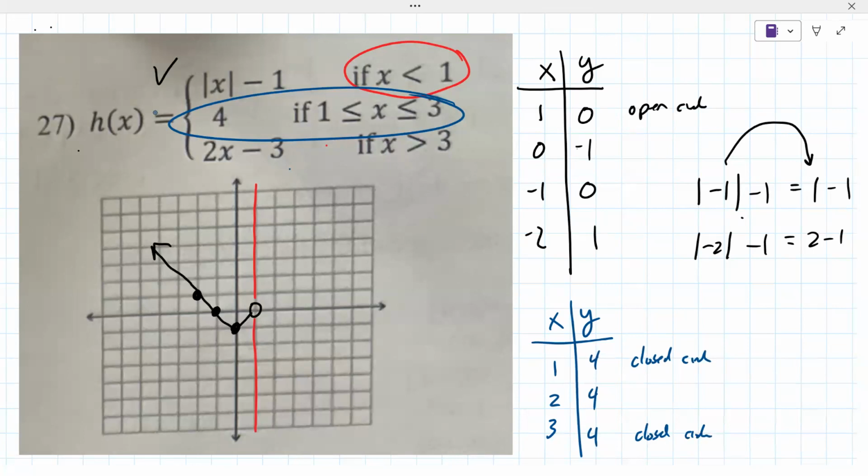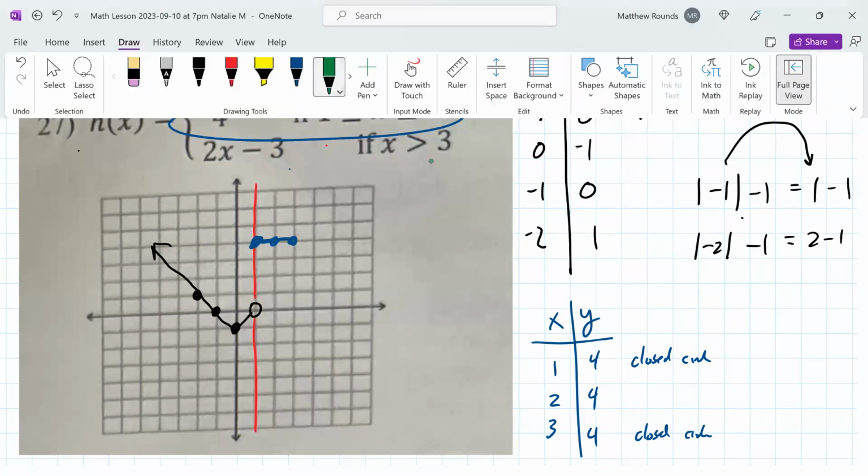So we go to that point, 1, 4, like that. 2, 4, 3, 4. It's some sort of horizontal line there, like that. Then we go to the last one.